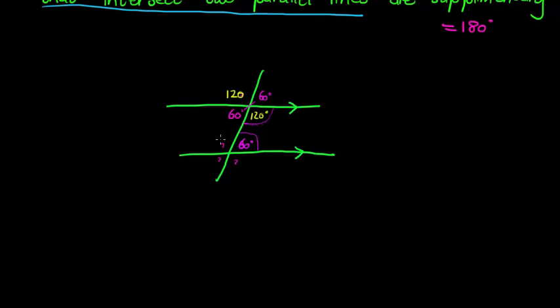Okay, Karabo, how big is this one? 120. Why is this one 120? These two again are supplementary to each other, or you could use that these two together are also supplementary. Okay, angles on a straight line. Okay, then I'll finish the rest. This is 120 degrees and this is 60 degrees. Okay, vertically opposite or angles on a straight line.